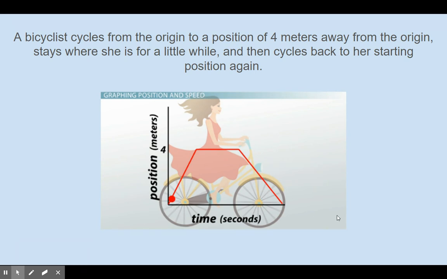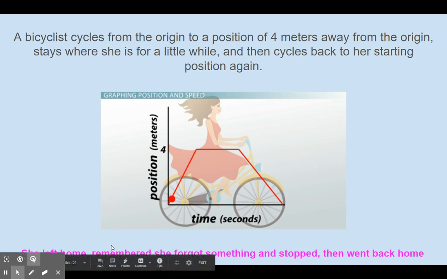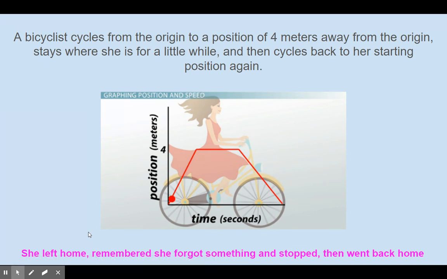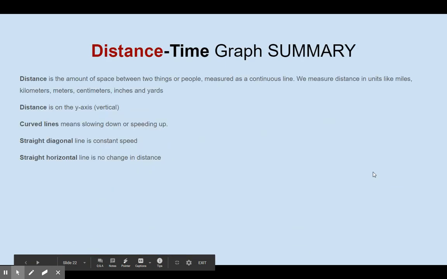So here's a little scenario of that. She left home, remembered she forgot something, stopped, and then went back home. She didn't even get as far as down the street. That would be the scenario here.